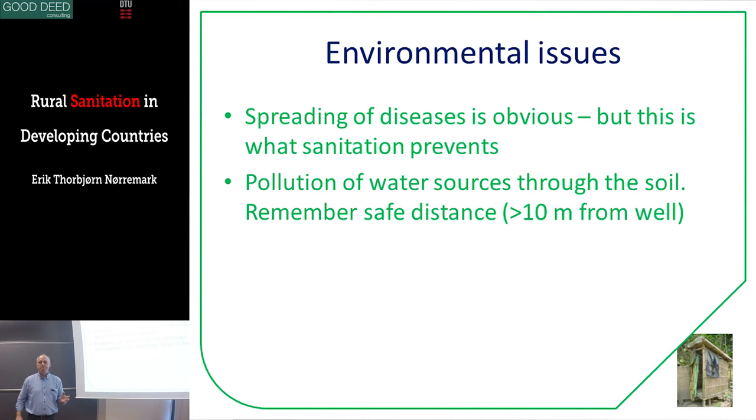Environmental issues, we need to stop spreading diseases, but that's part of the job of sanitation. We have this pollution of water sources through the soil. That's a risk if the water source, the well or whatever, the river, is too close to it. So just remember a minimum safe distance of 10 meters. In some instances, it should be 50 or 100 meters. It depends on the soil. But in most cases, 10 meters is okay, because the bacteria cannot move very far. They get stuck in the soil.